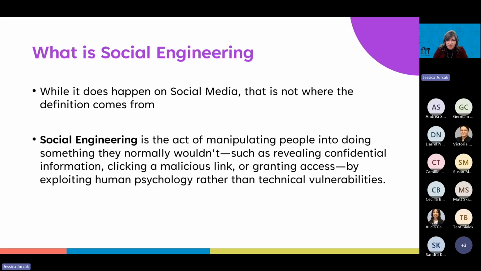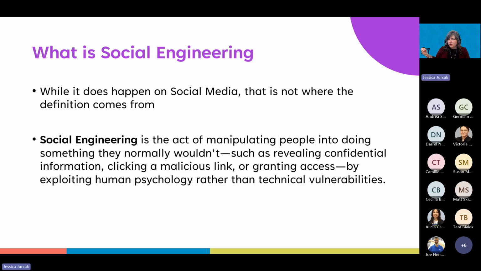All right, so jumping in. What is social engineering? When I was telling people I was doing this, a lot of people said to me, well, I don't use social media. So it does happen on social media, and what you put into social media can be used as a tool for social engineering, but really it is the act of manipulating people into doing something you wouldn't. So revealing some personal information, some confidential information, clicking a suspicious link because of some urgency, or granting access to someone because the human in you has been exploited.